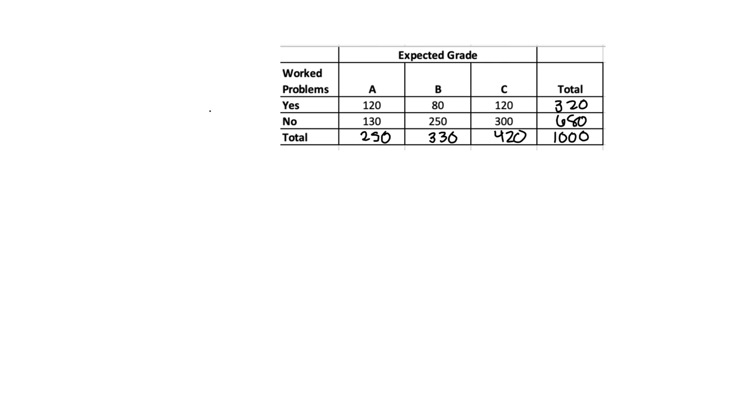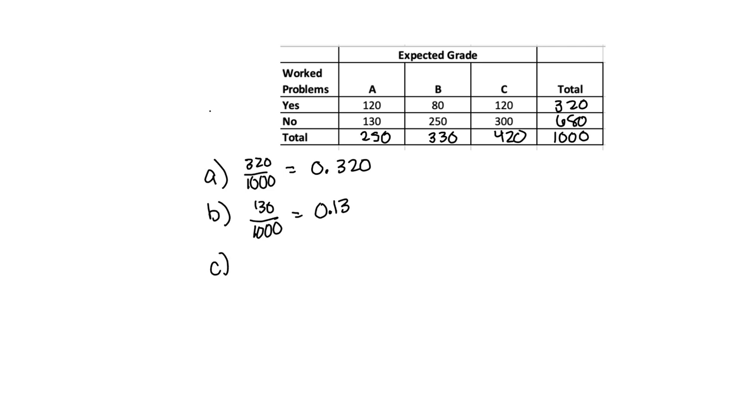Okay. So it says, what is the probability that a randomly chosen student worked the problems? So worked the problems. So yes, that is a total of 320 out of 1,000. So that's 0.320. Then B, what is the probability that a randomly chosen student did not regularly work the problems and expects a grade of an A? So that's 130 out of 1,000. So that would be 0.13.